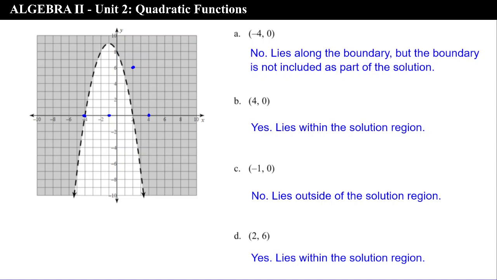So I think these are fairly straightforward. You basically see, is the point in the shaded region or not? If it's on the boundary, is it a dashed line or is it a solid line? And you may draw your conclusion from there. And where you find it, basically is your explanation as to why you answered the way you do.